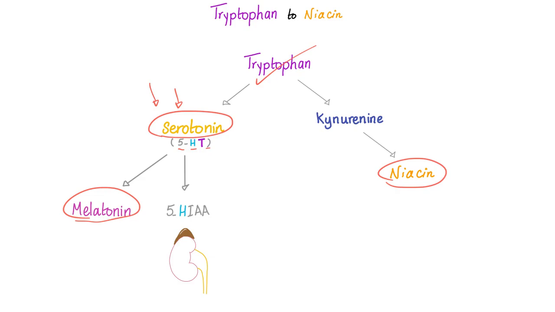So, there is a syndrome called carcinoid syndrome. These patients suffer from high levels of serotonin. And therefore, since they have high levels of serotonin, you will have high levels of 5-HIAA in the urine. And that's the diagnostic test. What is 5-HIAA? This is hydroxyindoleacetic acid.